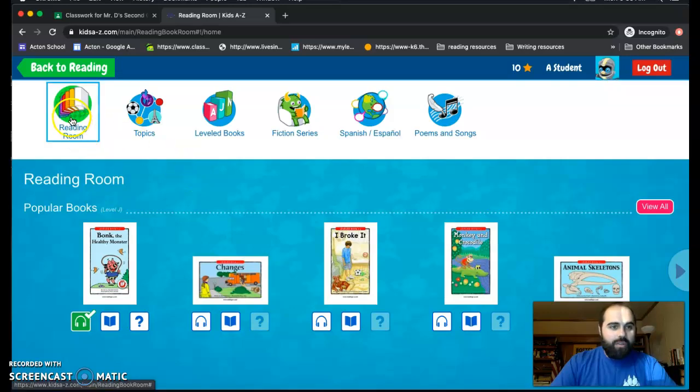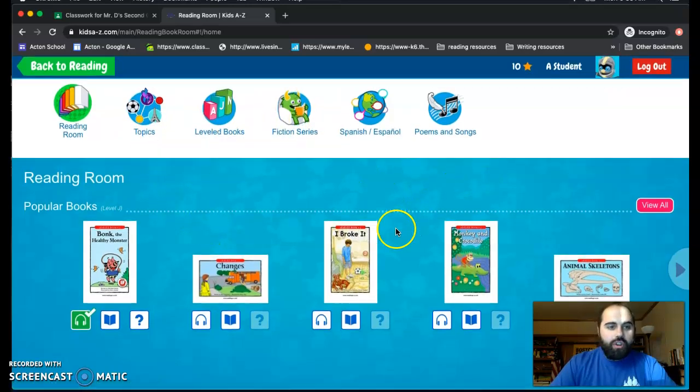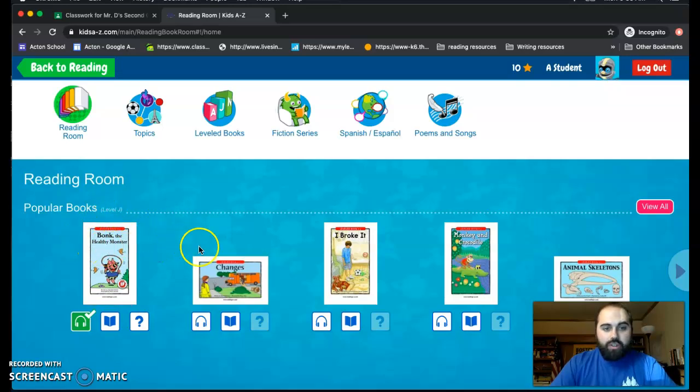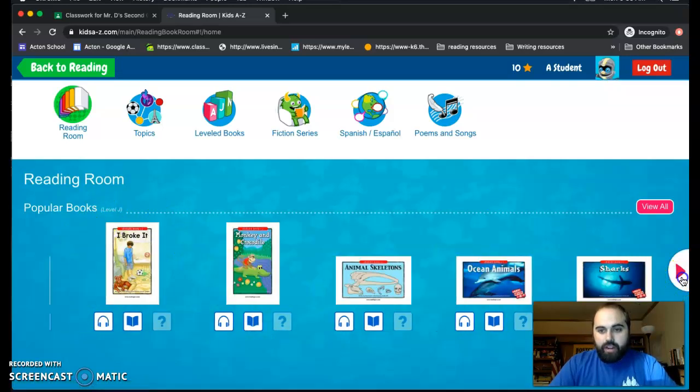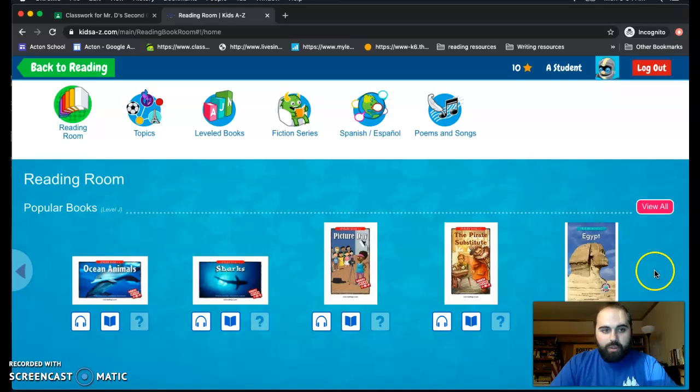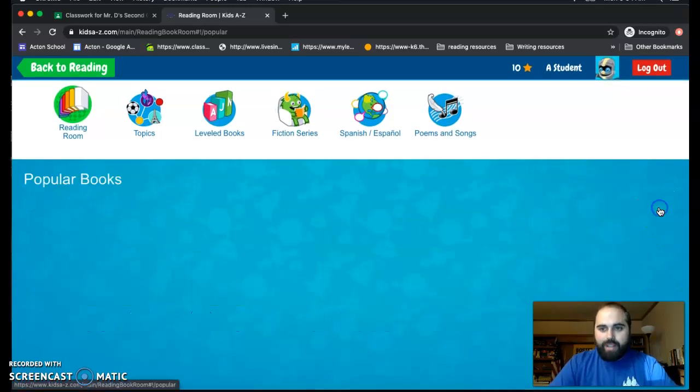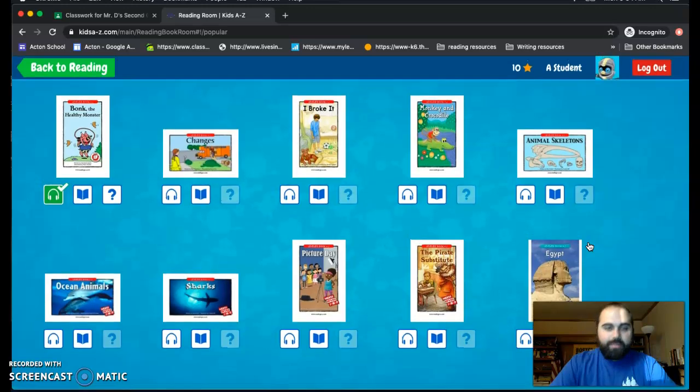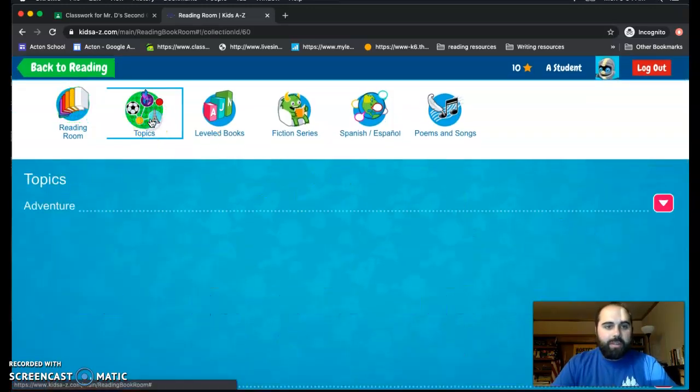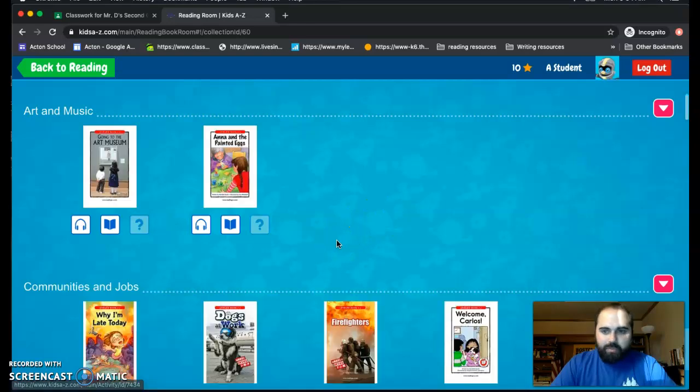And there's all these different ways that you can search for different things in here. You can search by topic, by leveled books, fiction, or you can just start looking at popular books that are in your level. And you can click the arrow and continue to see more books. You can click the view all button and it'll show you a ton of books. So you can click on something like topics, and I'll scoot down the page as soon as it loads.